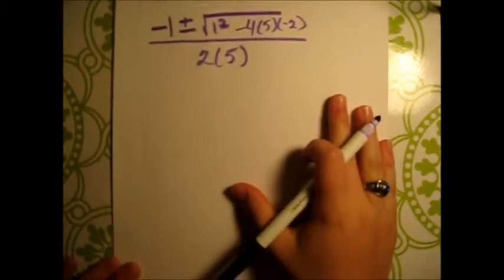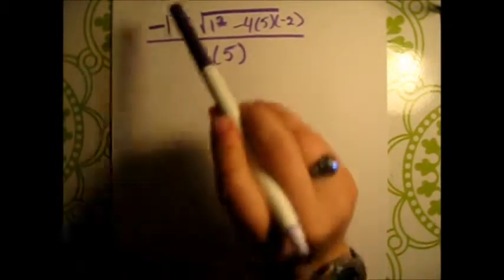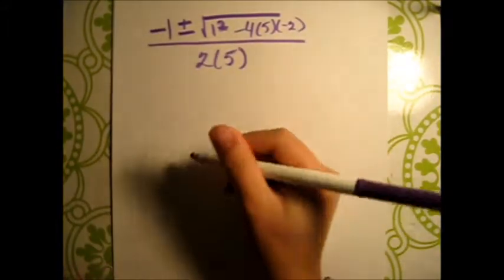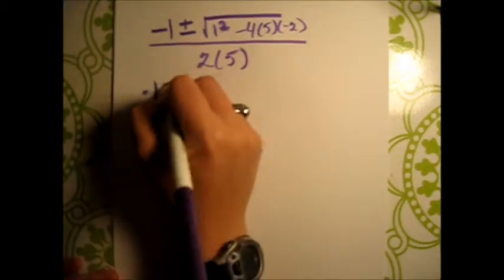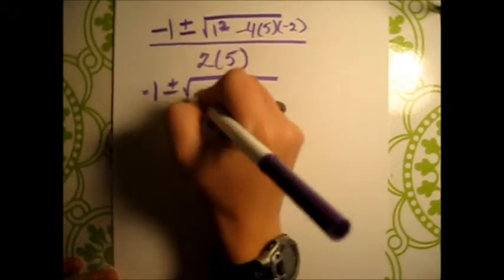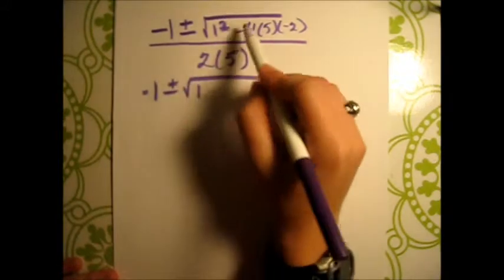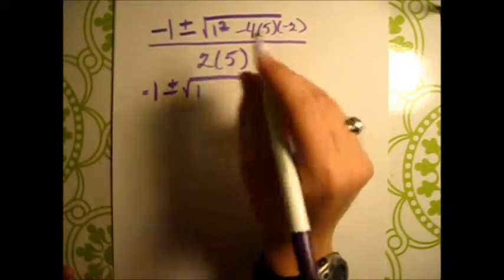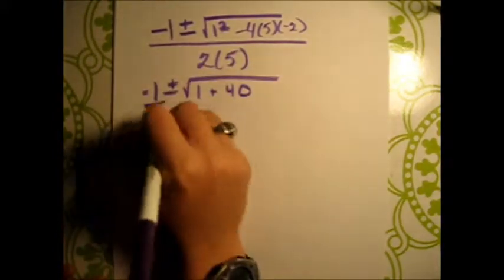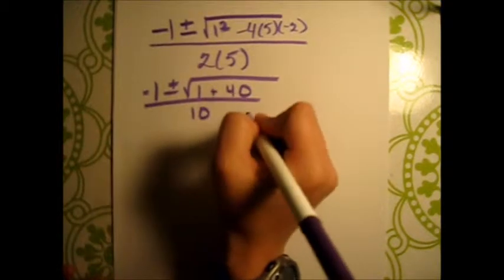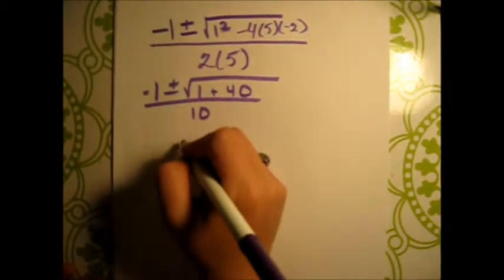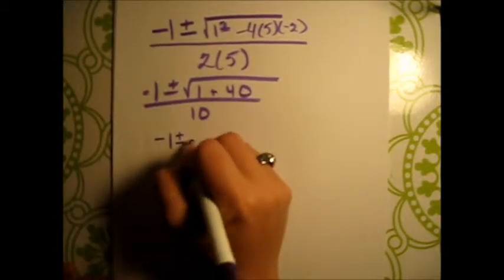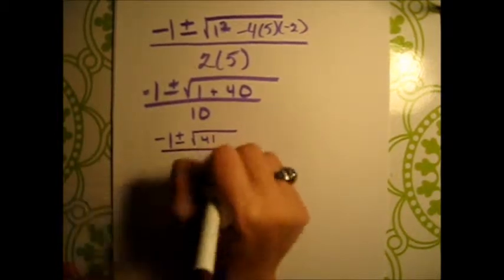Okay? So now we're going to do what is under the radical. And the radical is another word for the square root. So we're going to bring down negative 1 plus or minus. And of course 1 squared is 1. And then negative 4 times 5 is negative 20. Times negative 2 is 40. So 1 plus 40 all over 2 times 5 is 10. So 1 plus 40 is, of course, 41. So negative 1 plus or minus square root of 41 over 10.